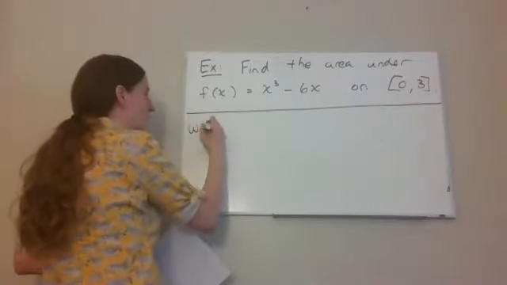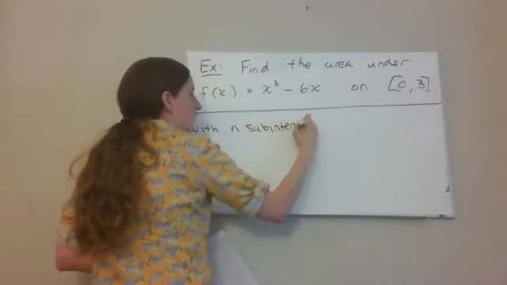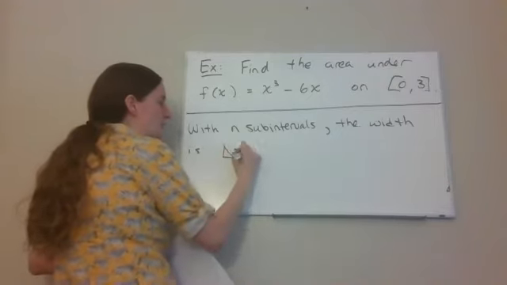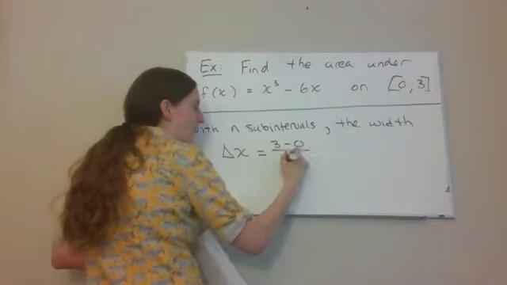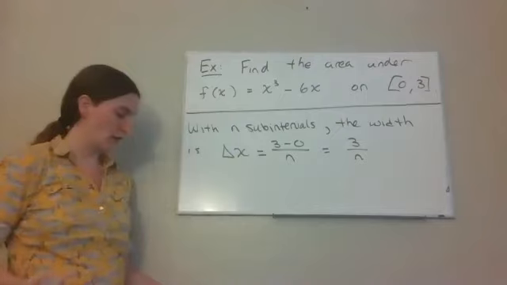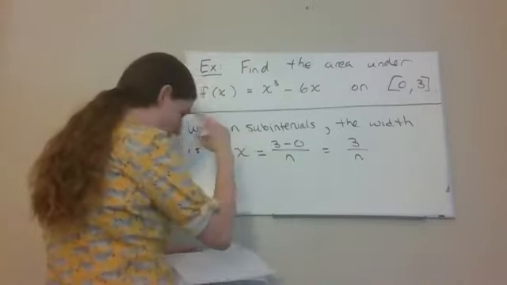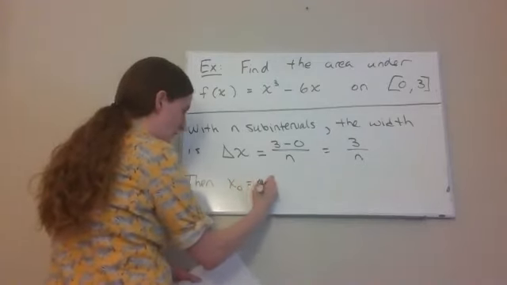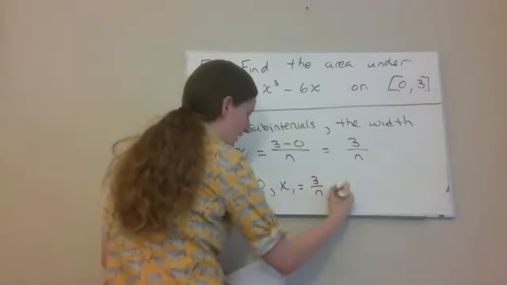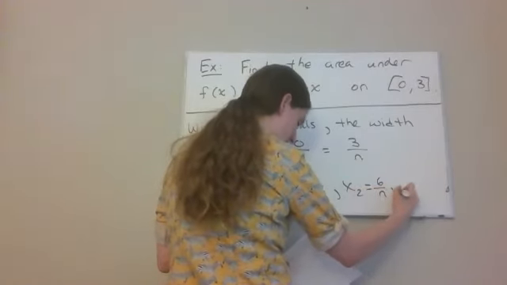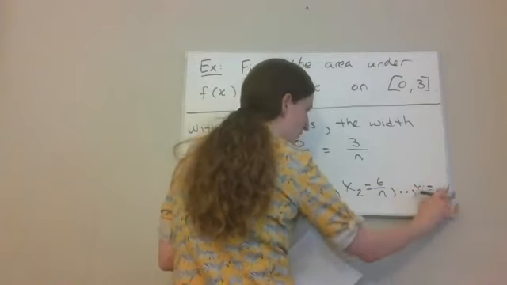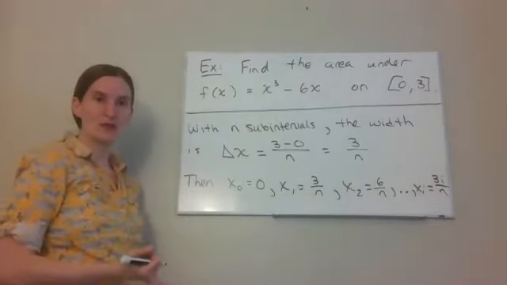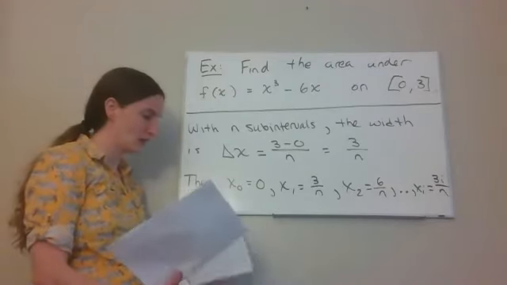So with n subintervals, the width of each of these subintervals, and thus the width of my rectangles, is going to be delta x, which is equal to my b minus my a over n. So I have 3 over n as the width of my subinterval. Then if I'm going to get all of the endpoints of my interval, I know x0 is equal to 0, x1 is equal to 3 over n, x2 is equal to 6 over n, and in general, xi is equal to 3i over n. So I get that by just adding one of these widths of the subintervals to the preceding value to get my next endpoint of the intervals.